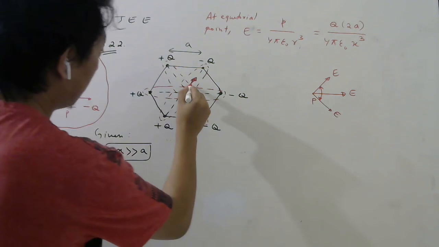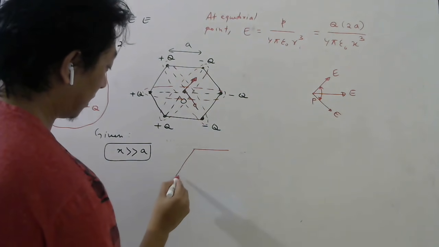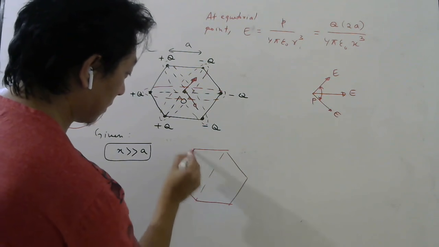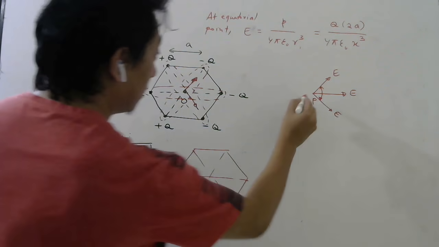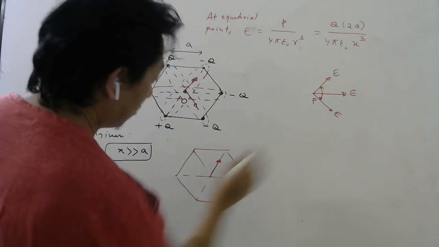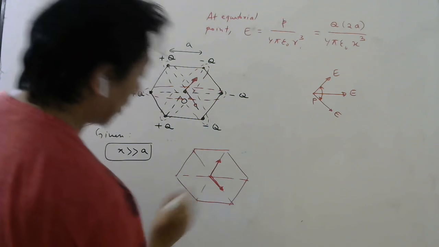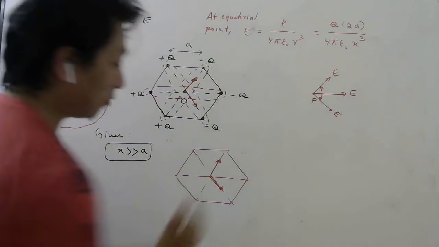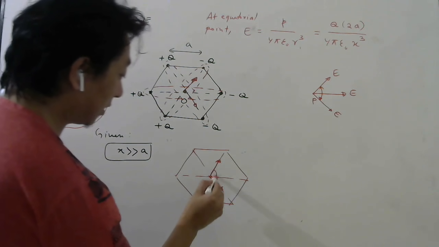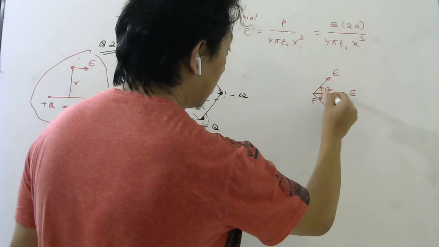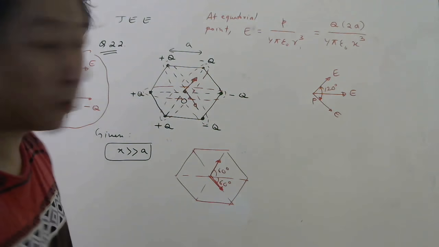Now this angle will be how much? Let me draw the hexagon separately here. So this electric field will be this way when you see from the top, and this will be this way. Now since it is a regular hexagon, each small triangle here will be an equilateral triangle. So this will be 60, this will also be 60. So this angle will be 120 degree. So we have to add these two.